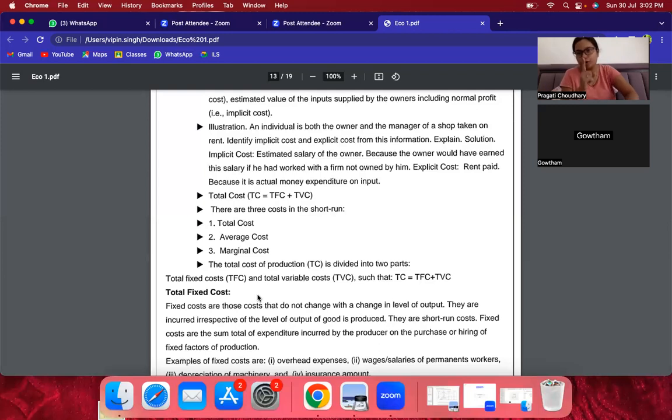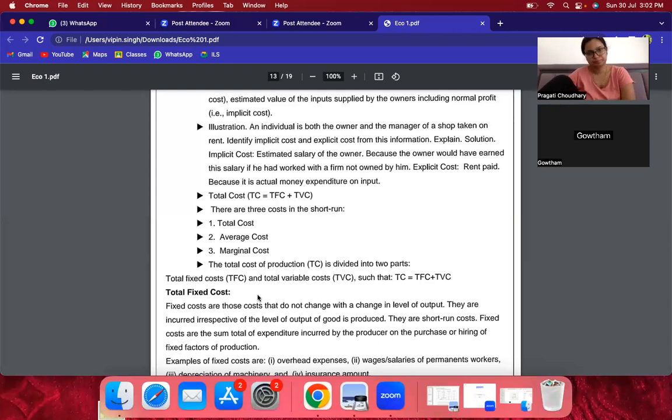I gave you one of land, like the building structure, and this is for the owner, the person. Okay, next. Explicit costs are paid because it is actual money expenditure on input. Yeah, got that?